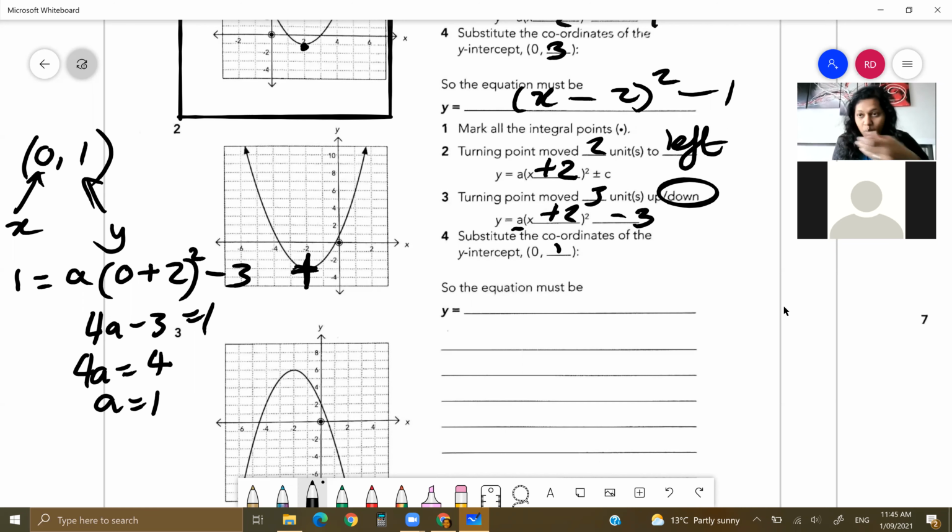We just happen to have both situations where a is 1. It's not always going to be the case. Sometimes you will get a fraction, sometimes you will get decimals. In this particular topic, you are allowed a calculator. So the equation must be y is equal to 1, I don't have to write the 1, x plus 2 whole squared minus 3. That is my equation.